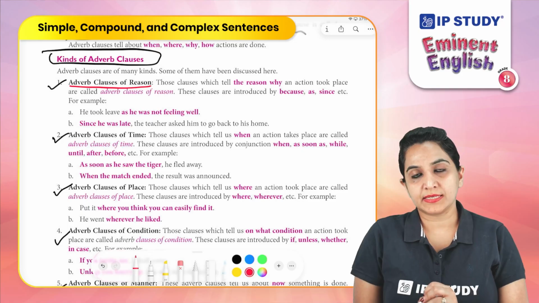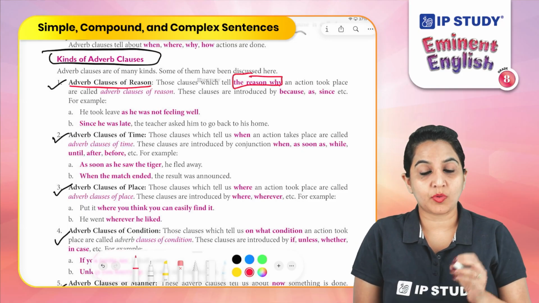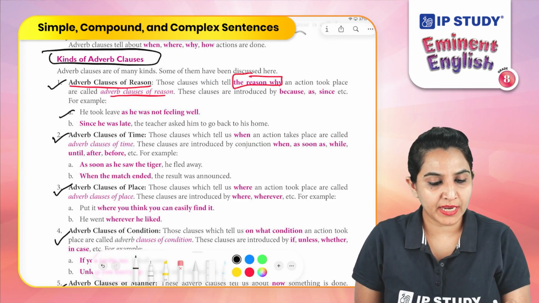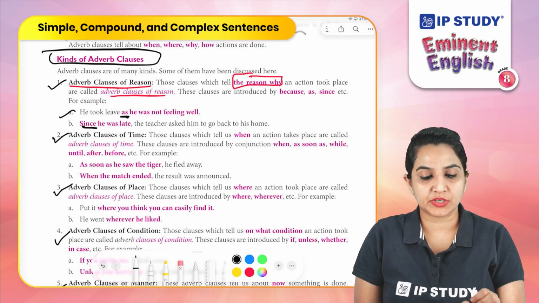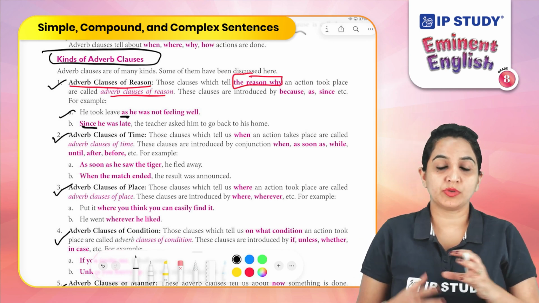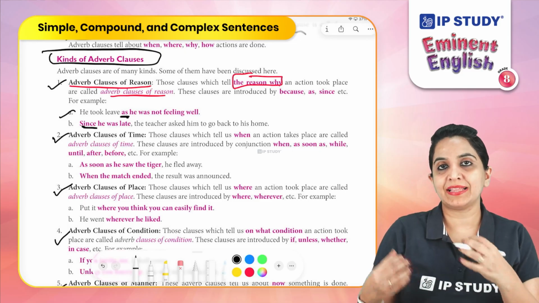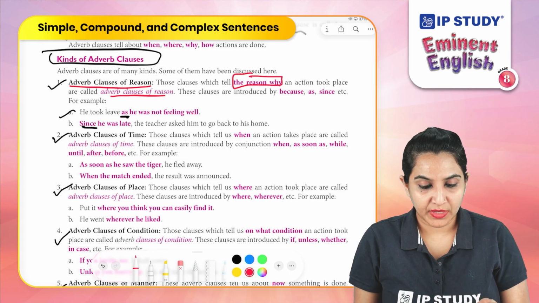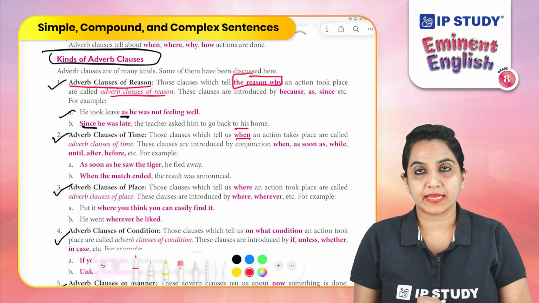So adverb clauses of reason. Those clauses which tell us the reason why an action took place, they are called adverb clauses of reason. For example, he took leave as he was not feeling well. Since he was late, the teacher asked him to go back to his home. So here, as he was not feeling well, since he was late, we have the reason why the action was done.